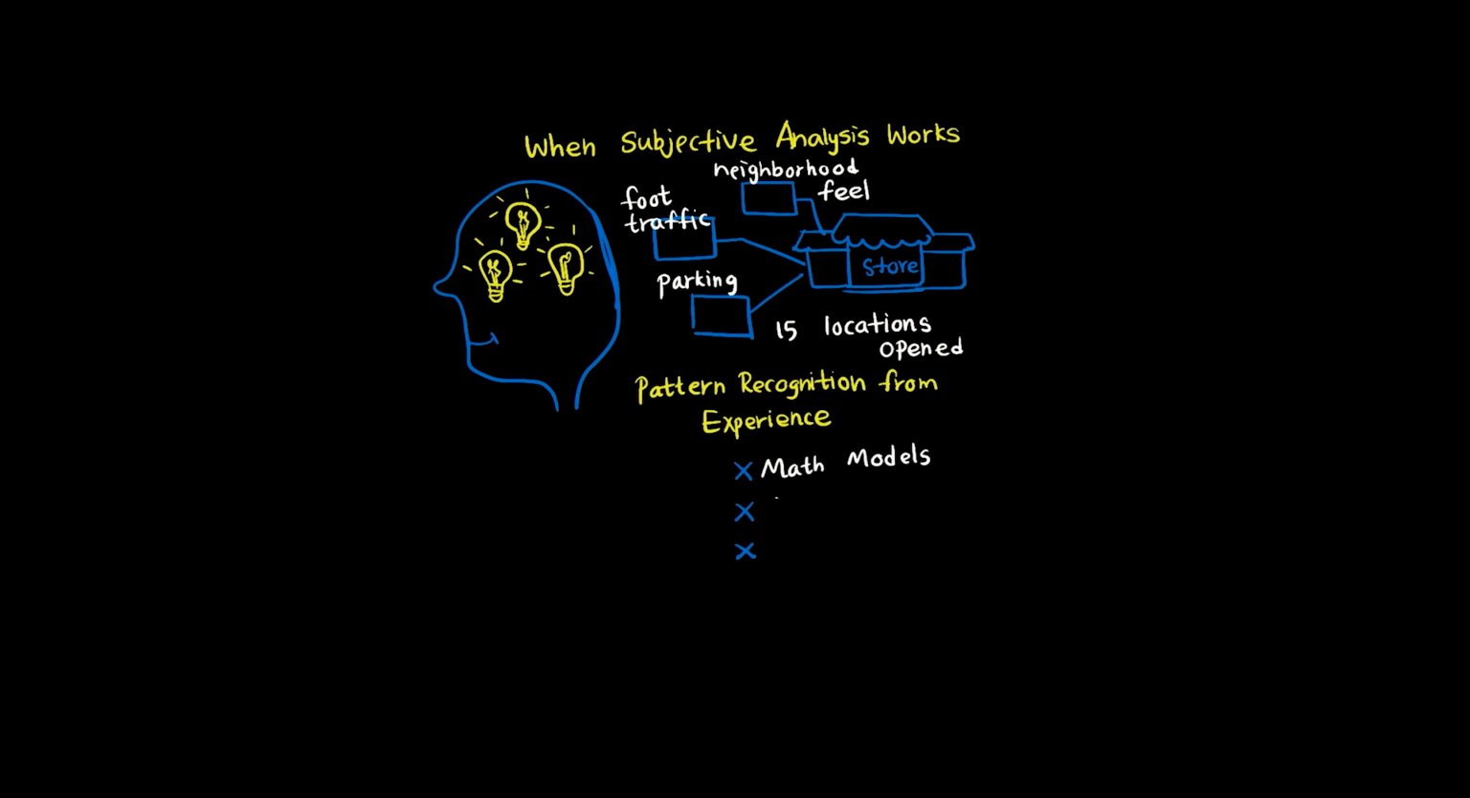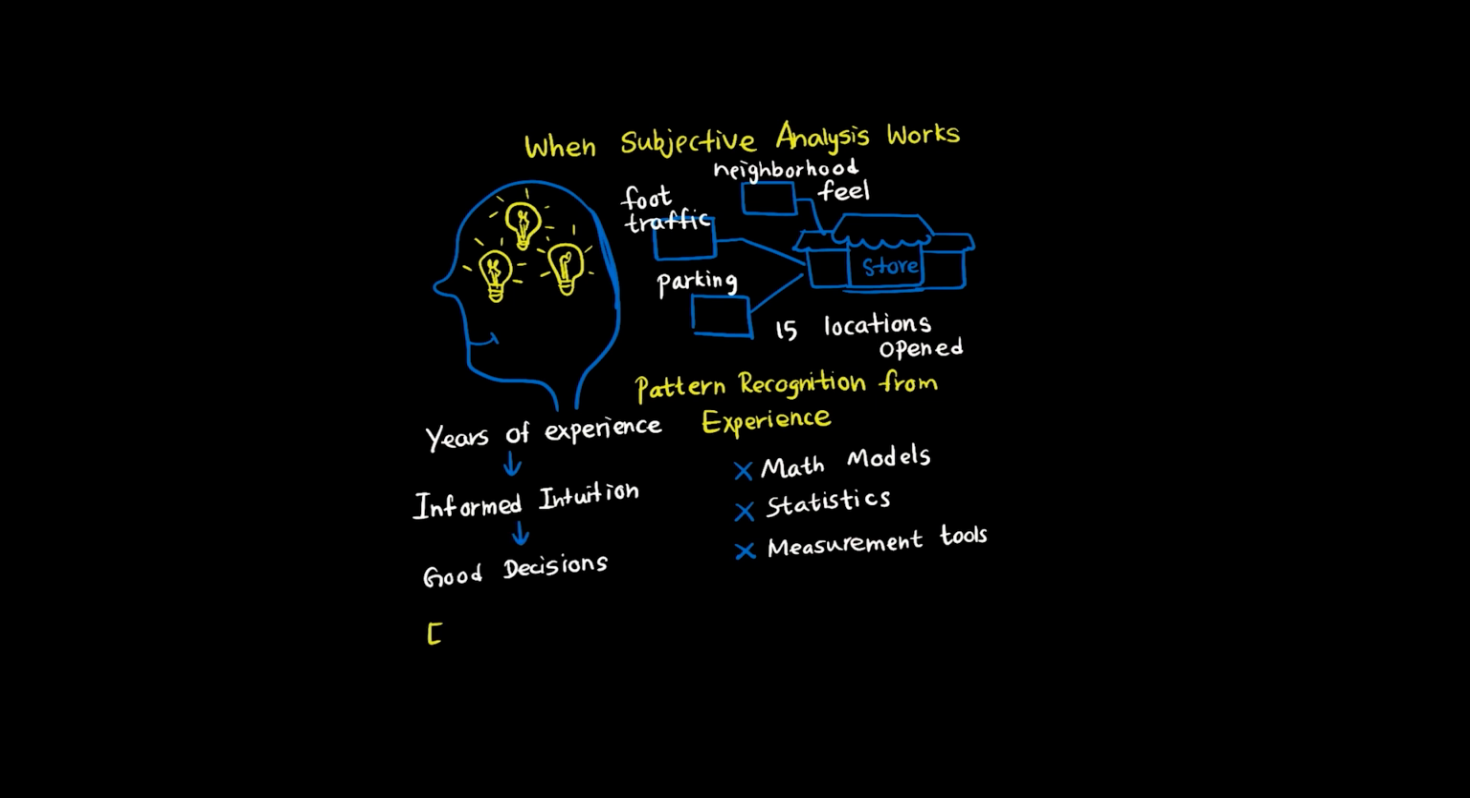Complex mathematical models wouldn't help. They'd need experience to know which variables matter. But extensive similar experience, that creates informed intuition. The manager's brain has processed thousands of observations, creating an internal model that guides subjective but accurate decisions.